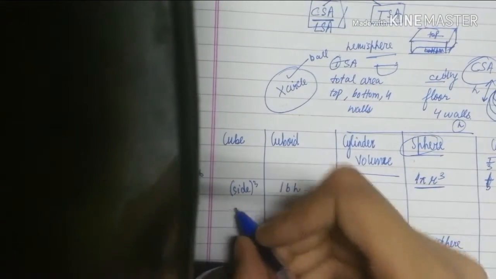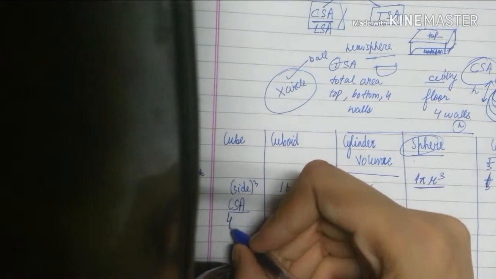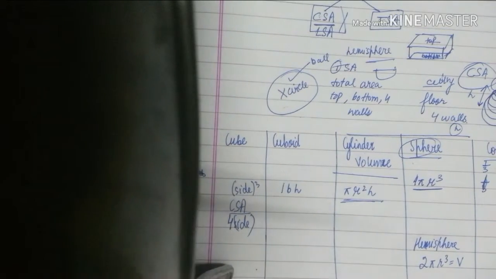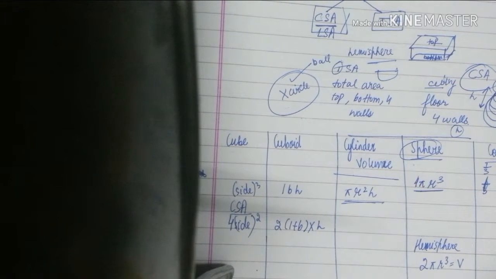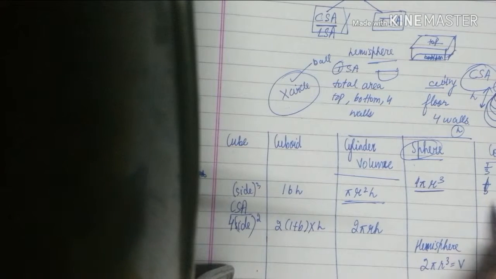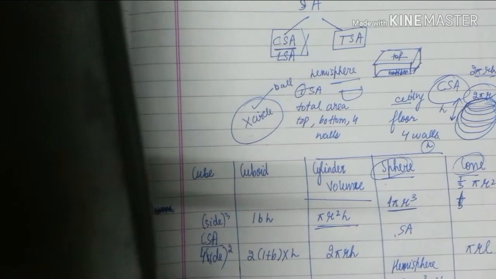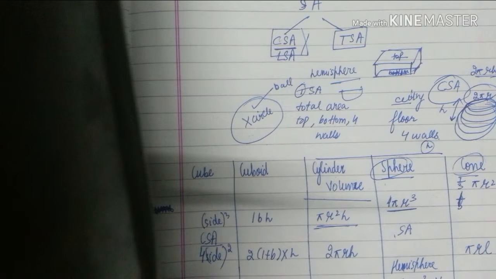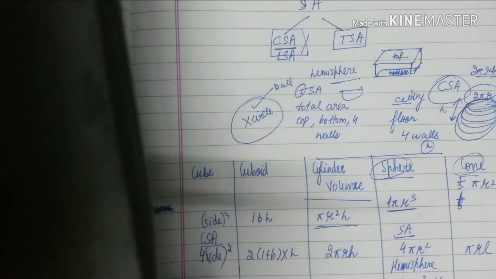Now let's study about the curved surface area. We denote curved surface area as CSA. So curved surface area of cube is 4 side square, right? And the cuboid is 2 (L plus B) into H, right? And cylinder is 2 pi r H, right? Simple. Now the curved surface area for cone is pi r L. Now I'll discuss about cone separately, about what is L, and sphere. The sphere only has surface area, it doesn't have any total or lateral. So what is surface area of sphere? It is 4 pi r square.